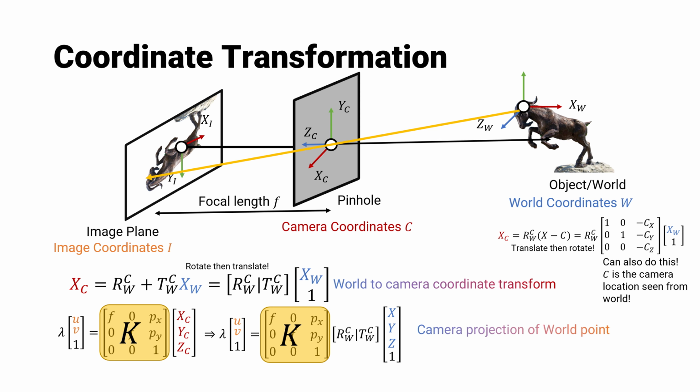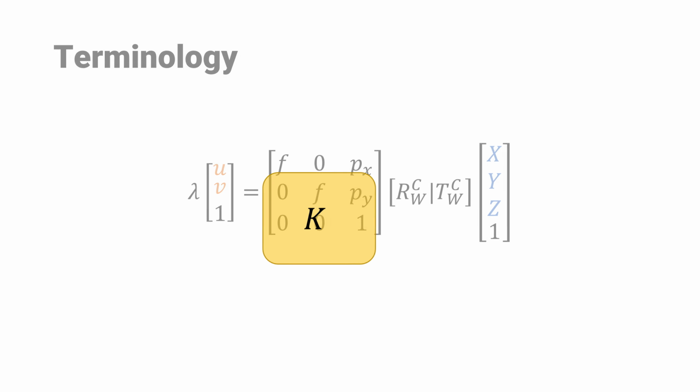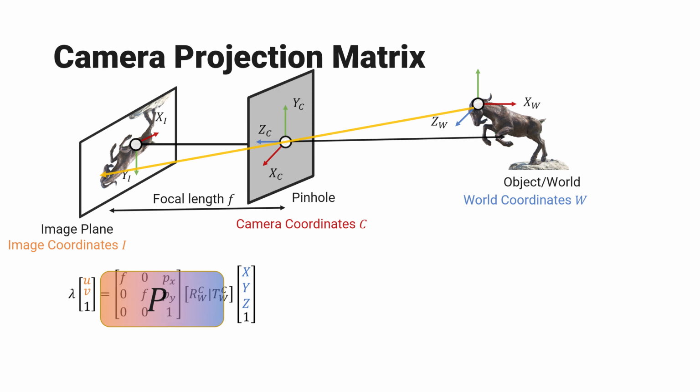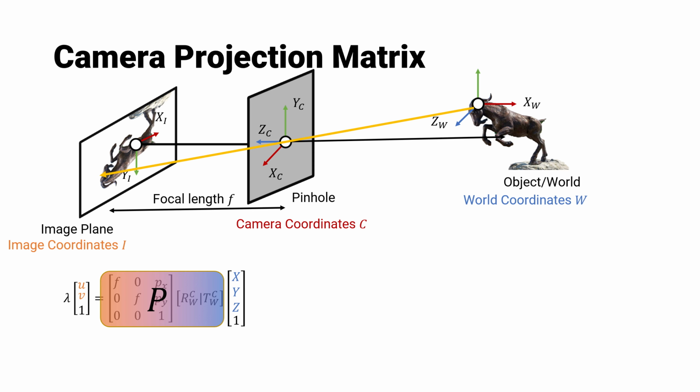So this is the camera projection of the world point. This is our final camera projection pinhole equation model, which is lambda (u, v, 1) equals this giant matrix K times the rotation and translation between the world and the camera coordinate system, times the world point (x, y, z, 1). This K is called the camera intrinsics. These R and T, the relative transformations, are called the camera extrinsics matrix. So in literature, a lot of times people will combine K and R and T into one matrix. They will call it the projection matrix, or P.